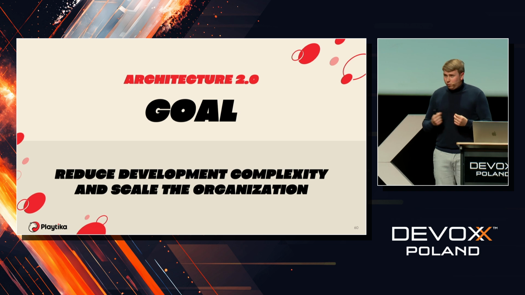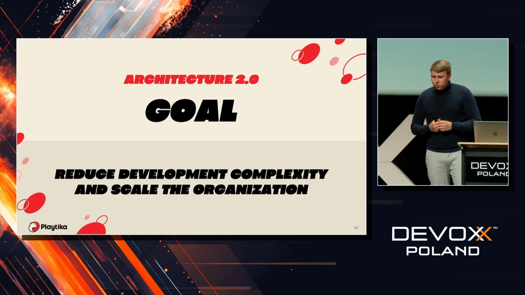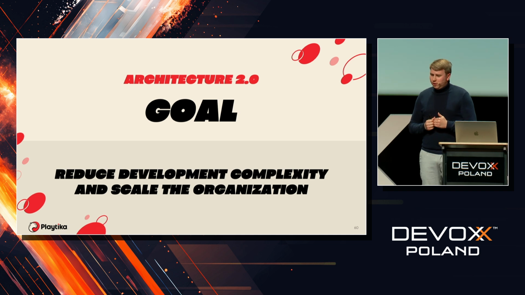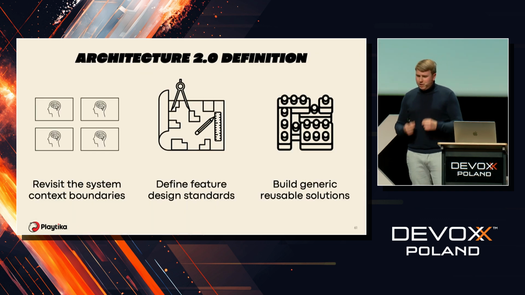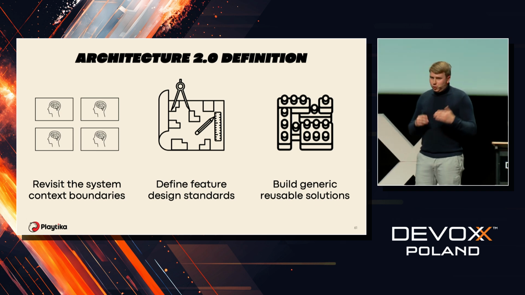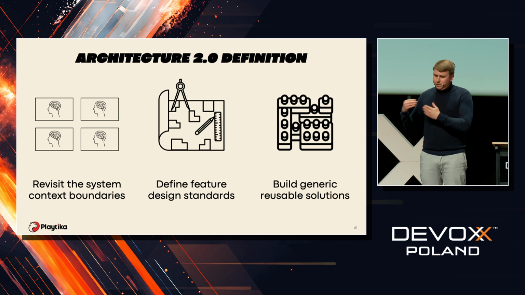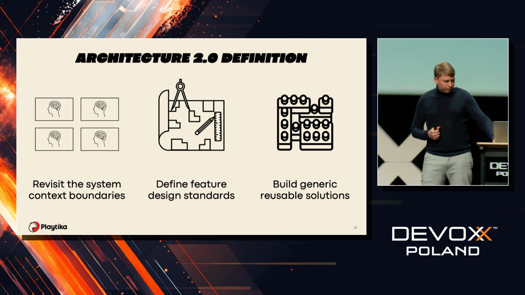And the goal for architecture 2.0 is to introduce something to reduce development complexity, to make sure we can continue developing features while complexity doesn't grow super linearly. And we want to scale the organization. For example, we want to build more features, we want to add more teams, but not increase complexity. So to define architecture 2.0, first of all, we revisited the system context boundaries again. We defined the feature design standards and built generic reusable solutions.